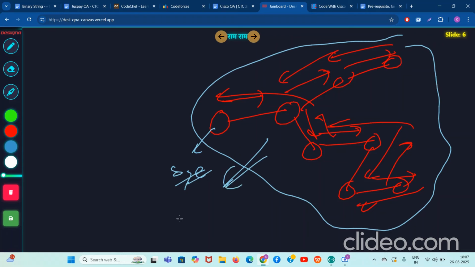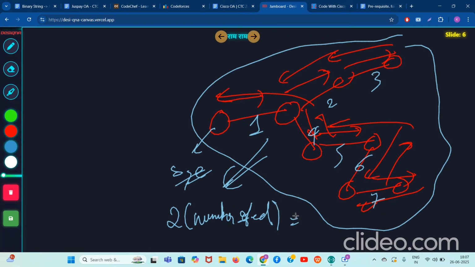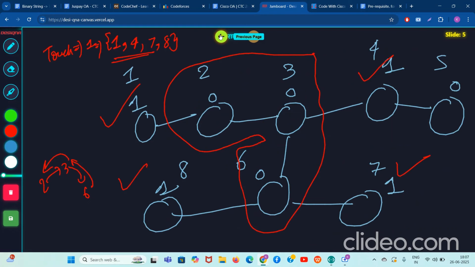The path will always be what? 2 into the number of edges. How many edges are there? 1 edge, 2 edge, 3, 4, 5, 6, 7. 7 into 2, 14. हर एज को आपको एक बार लेफ्ट से राइट जाना पड़ेगा, फिर रिटर्न भी आना पड़ेगा. Each edge you will have to travel 2 times in this particular case.